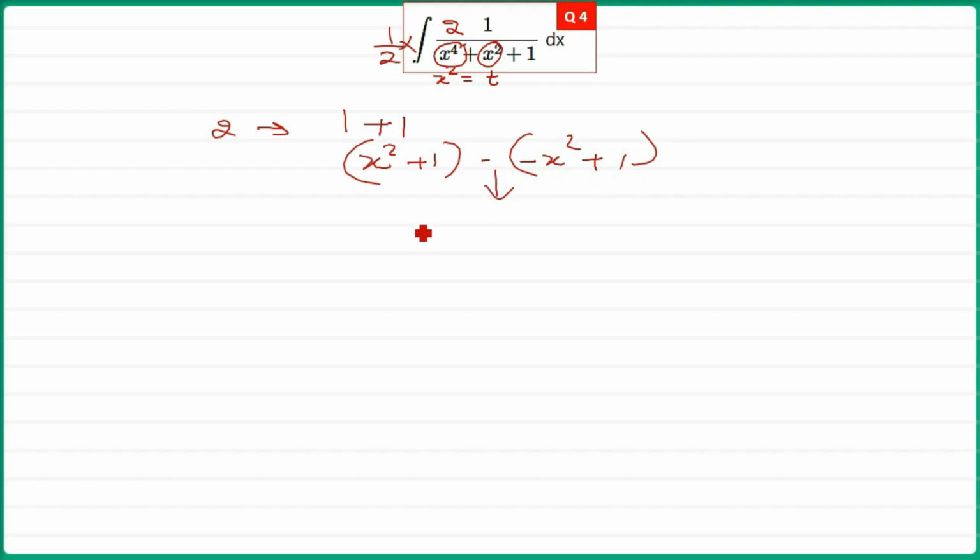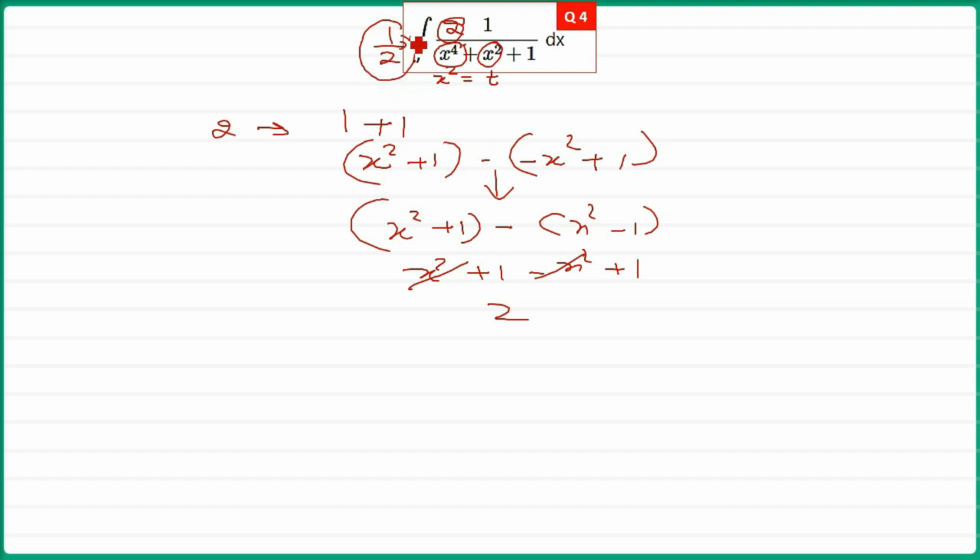So how to write this? If you take x square plus 1 minus x square minus 1, just try to open this. You will get back 2 again. That's why I'm showing this. So we can write this 2 as x square plus 1 and x square minus 1 with a negative sign in between. Half we are going to do a deal later. So we have the x square plus 1 as the first term, x square minus 1 as the second term.